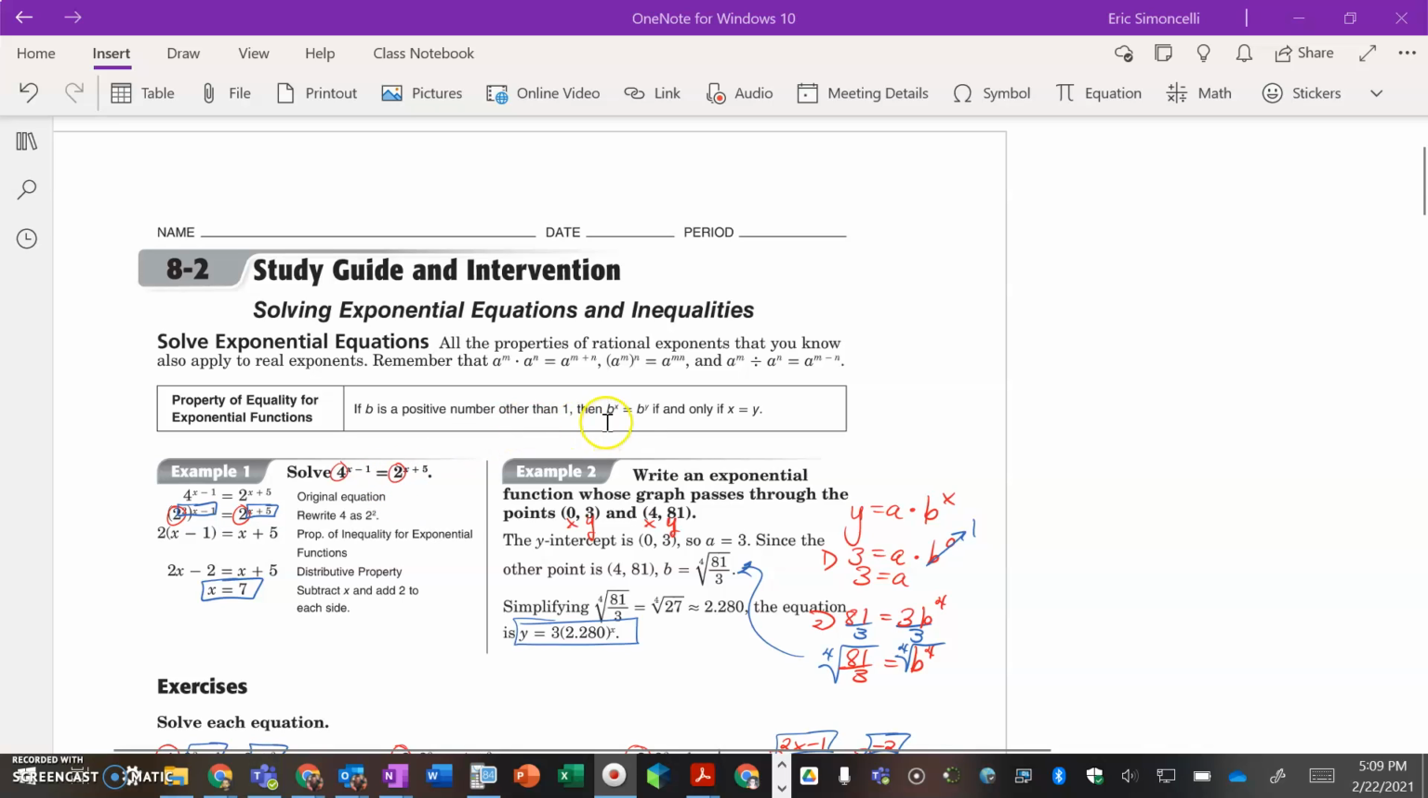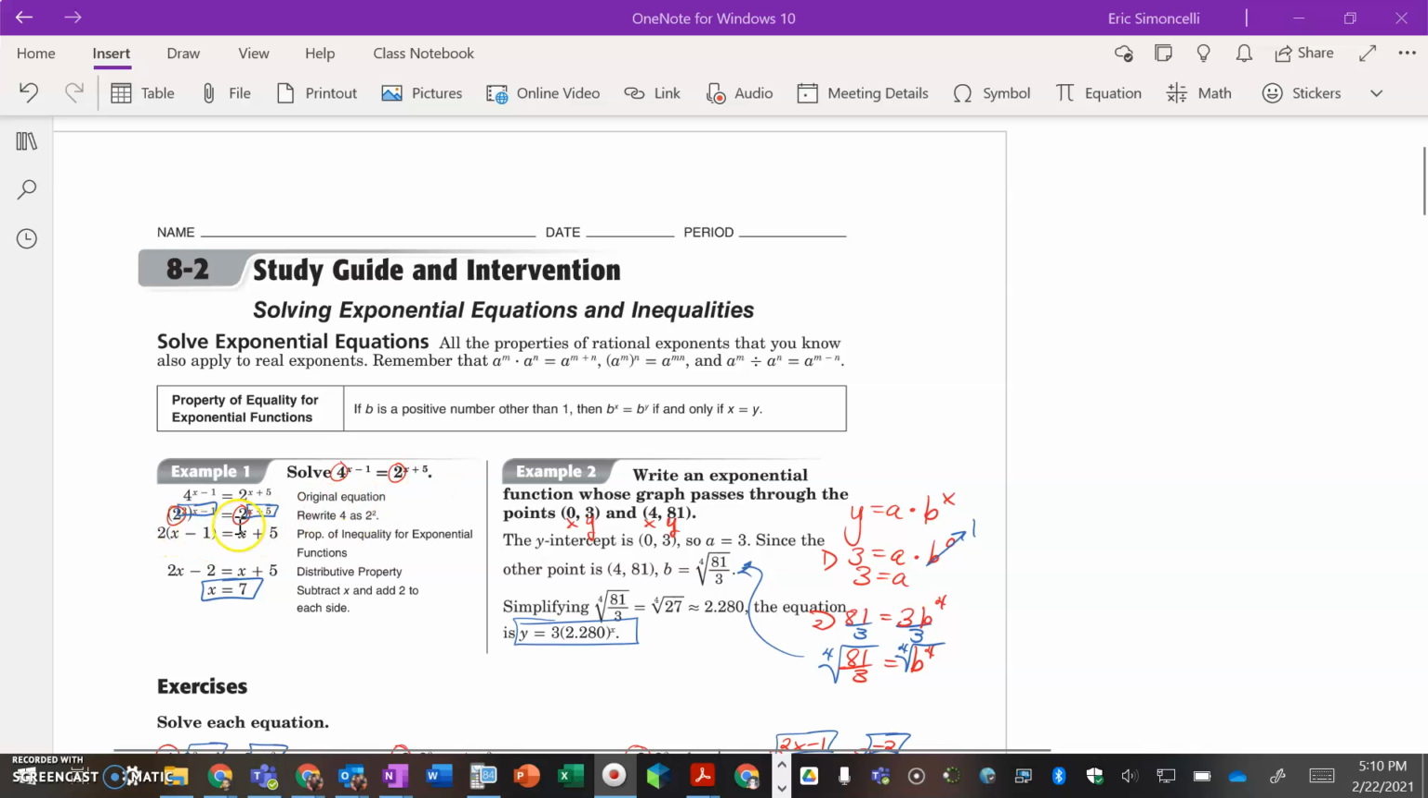Now our goal should be to equate our exponents, but only after we get the bases to be equal to each other. Right now 4 and 2 are not the same base, so we're going to go ahead and rewrite, as they explain here, 4 as a base of 2, or 2 squared technically. So the left side will be rewritten as 2 squared, and then you still have x minus 1 in parentheses next to it. And that is equal to 2 to the x plus 5.